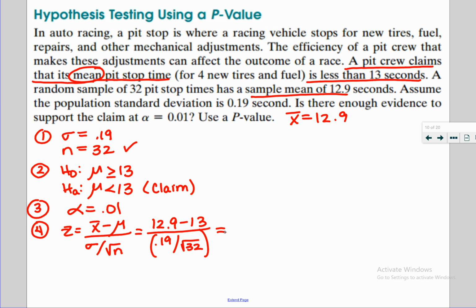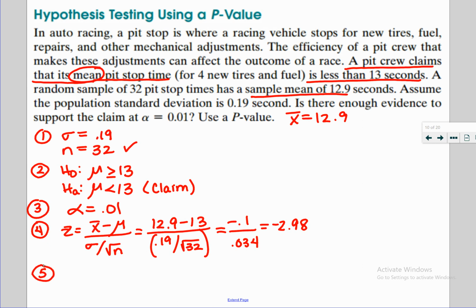Okay, so 12.9 minus 13 gives me a negative 0.1 on top. On the bottom, 0.19 divided by square root of 32 gives me about 0.034. And then if I divide that answer in, to 2 decimal places, negative 2.98. Okay. Good there?